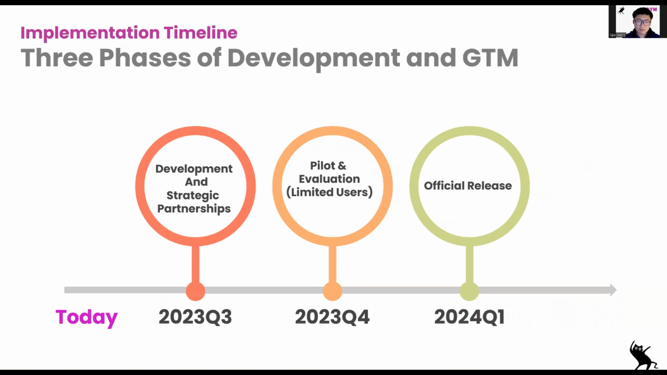The implementation of MyCat will consist of 3 phases. The first phase will consist of development and establishing partnerships. This is followed by a pilot phase where MyCat will be offered to a limited user base. Finally, MyCat is expected to enter the market by early to mid-2024 with paying customers.